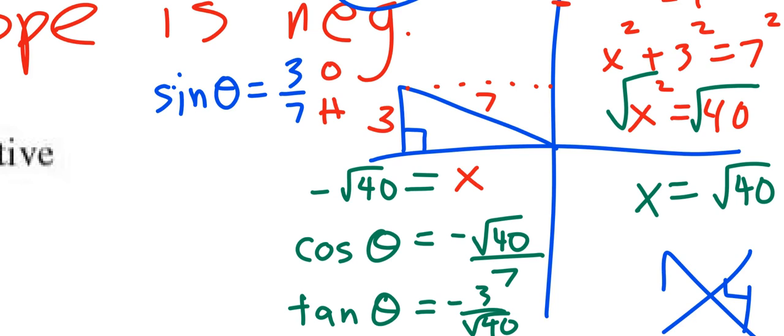Question? Odd question. So isn't cosine equal to the x value? Okay, on a unit circle. On a unit circle, because you're dividing by 1.